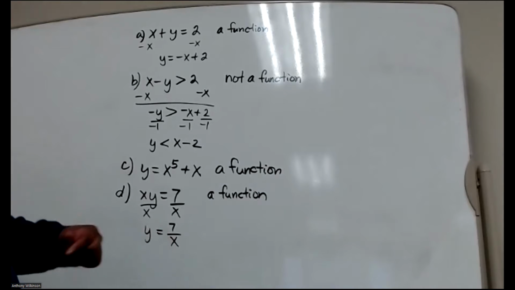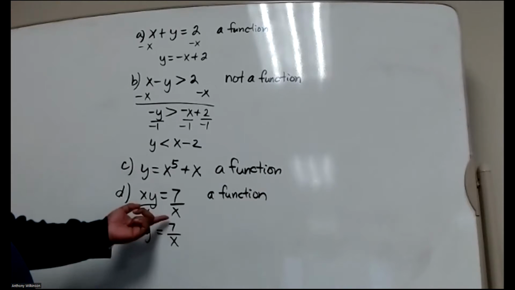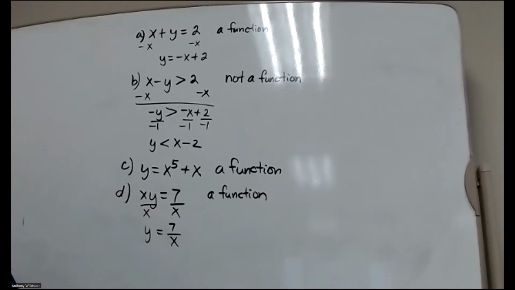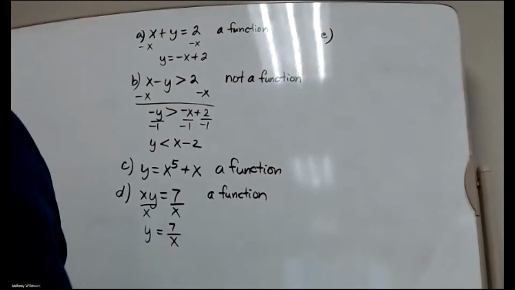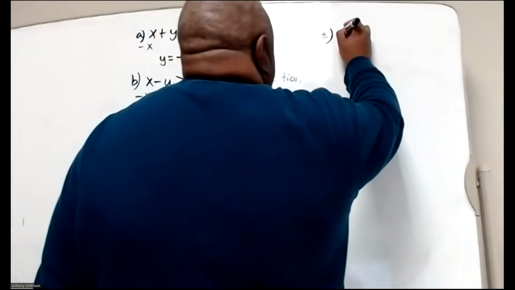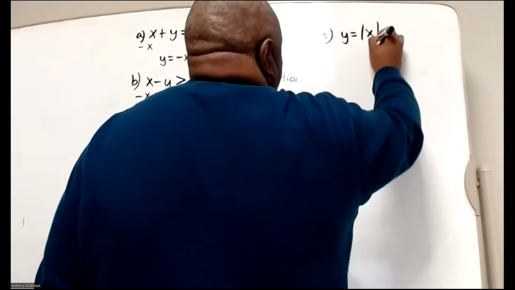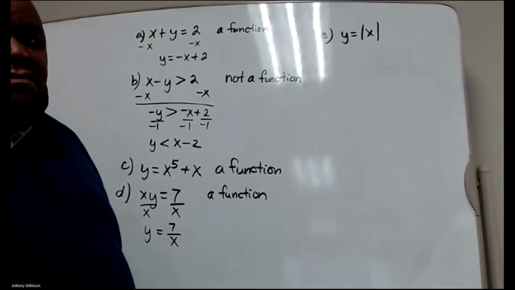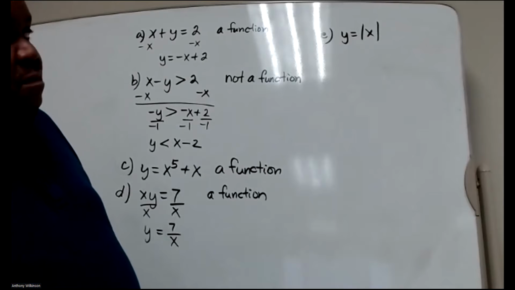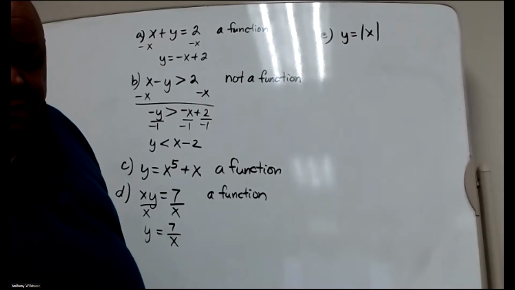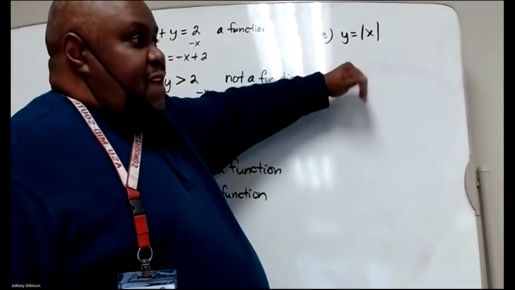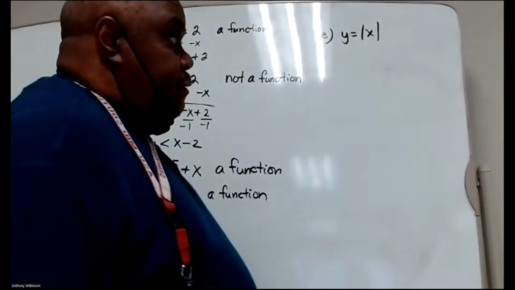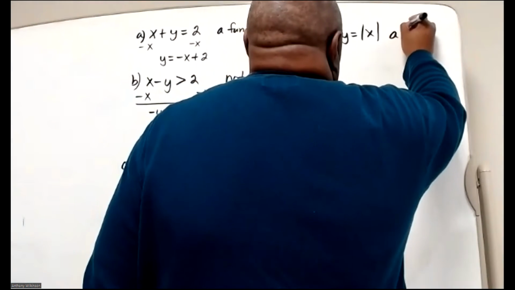So here, let's say x equals -7. 7 divided by -7 would be -1. You're only going to have one y value for it. So it is a function. Okay, let's see, part E. Here we've got y is equal to the absolute value of x. Would that be a function? It would be. Because for only one x, you do the absolute value, you're going to get only one y value for it. So this is a function.